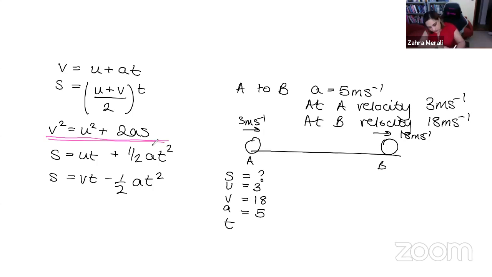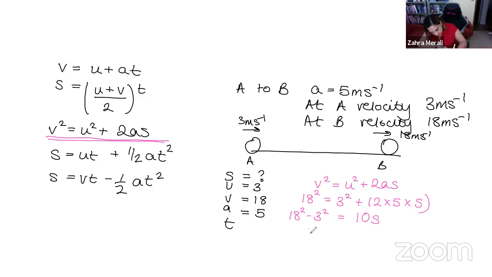And so what you're going to do is substitute that in. We're going to get 18 squared equals 3 squared plus 2 times 5 times S. And when we rearrange that, we've got 18 squared minus 3 squared equals 10S. So S is going to be the same as 18 squared minus 3 squared over 10. And you can put that all into your calculator in one go, so you don't risk rounding numbers the whole time.